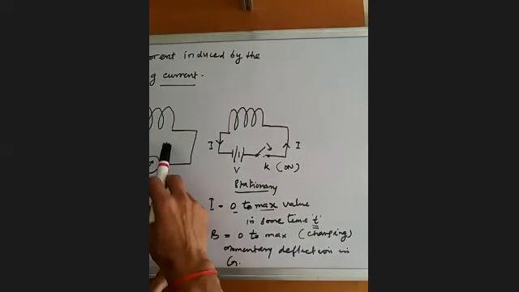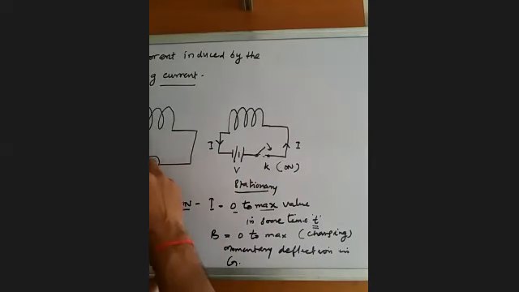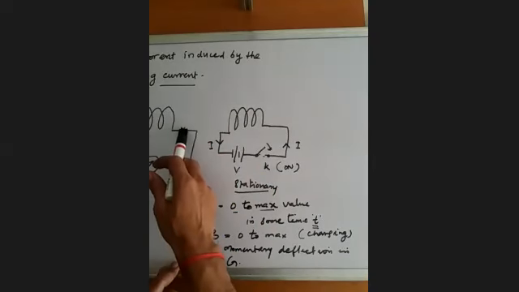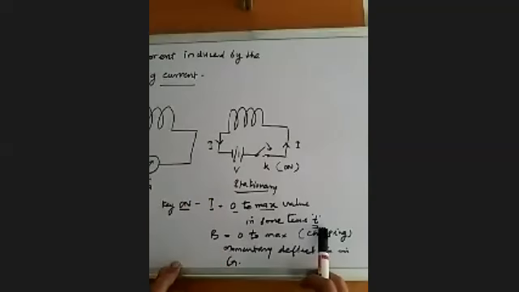Now we already know from the past experiment that whenever there is a change in the magnetic field linked to a closed circuit, a current is induced in that closed circuit. So the galvanometer will show a deflection for a very small interval of time, till the current reaches its maximum value.